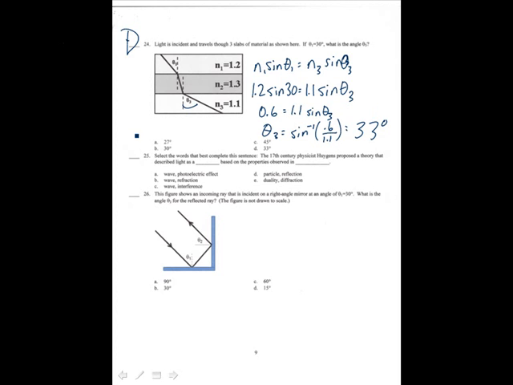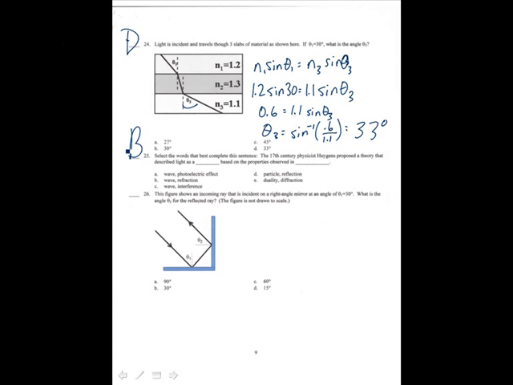Number 25 says, select the words that best complete this sentence. Huygens proposed a theory, described light as a wave. He said light was a wave based on the properties observed in refraction. So B is 25.